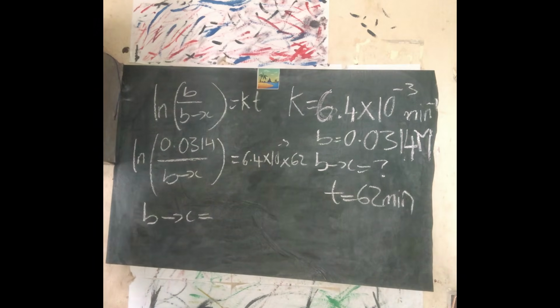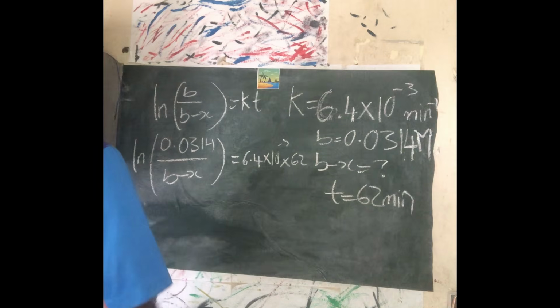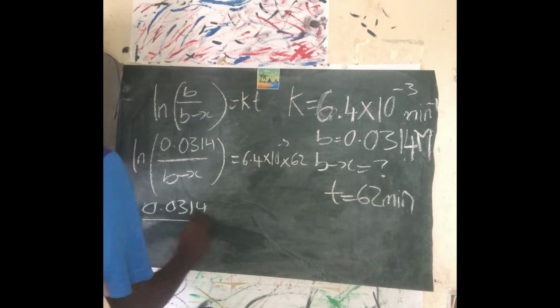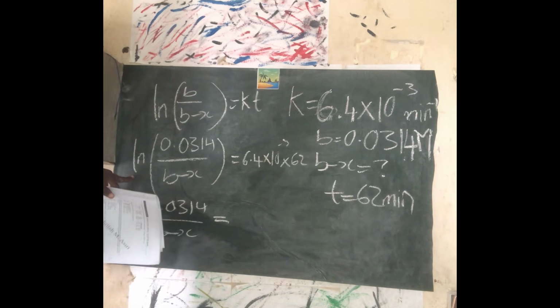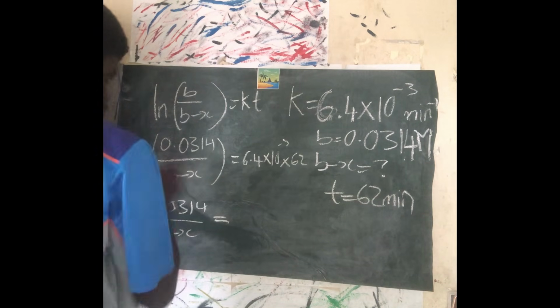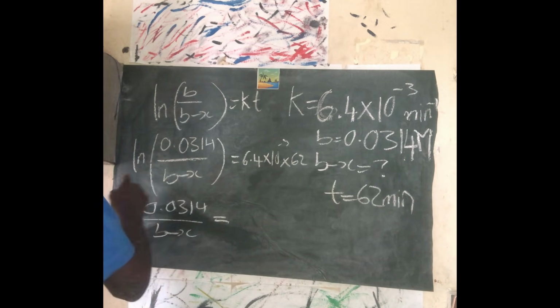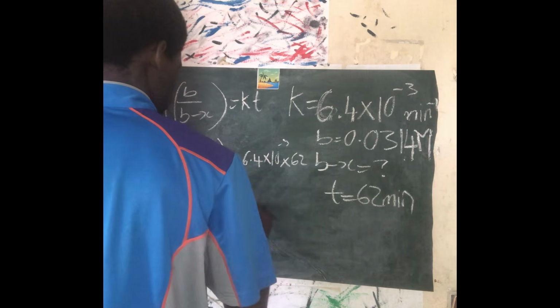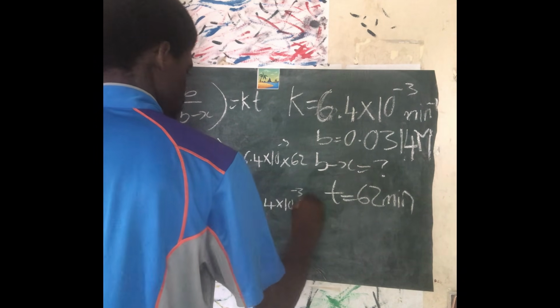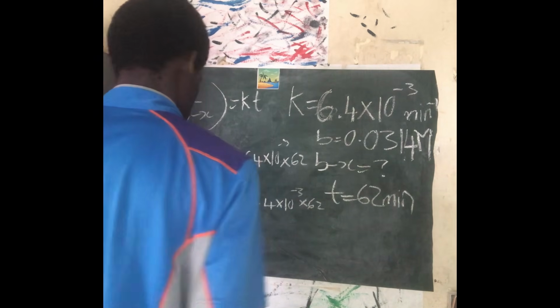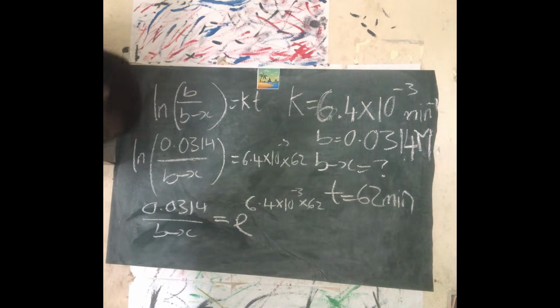Let's do it step by step. Here we can just say 0.0314 over B minus X is equal to, to get rid of this ln, you just take the exponential of each side. That will be the exponent of 6.4 times 10 to the minus 3 times 62. So what are we going to get? Let me use my calculator.